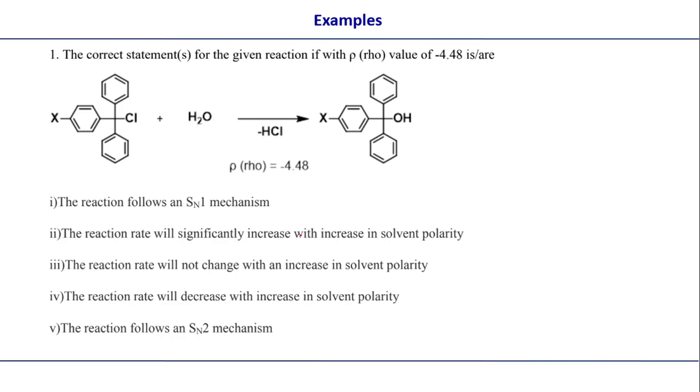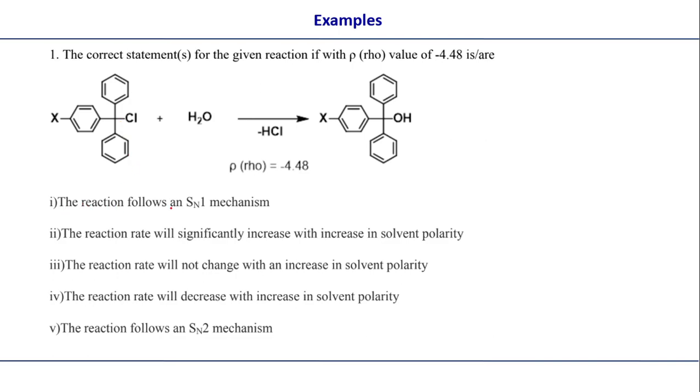Okay, so now let's talk about the question. The first question: the correct statement for the given reaction, with rho value of minus 4.48, is. So first of all, you should find out the reaction pathway, right? On which pathway this reaction depends, like SN1 or SN2, which type? Yes, SN1. Why? Because carbocation formation will take place here, right? Which is stable.